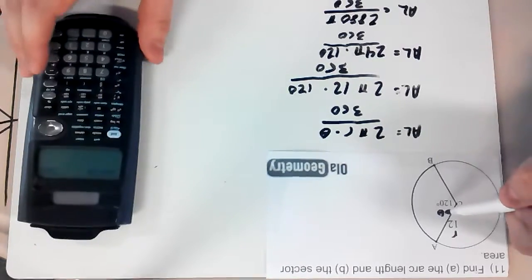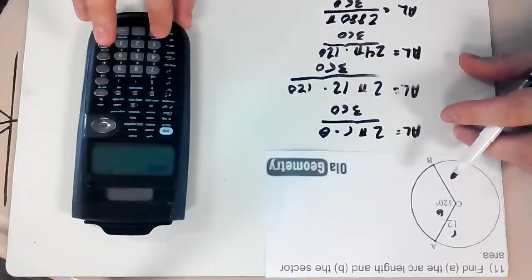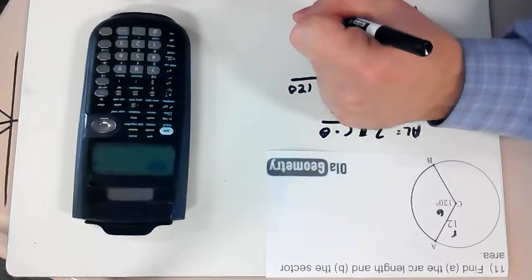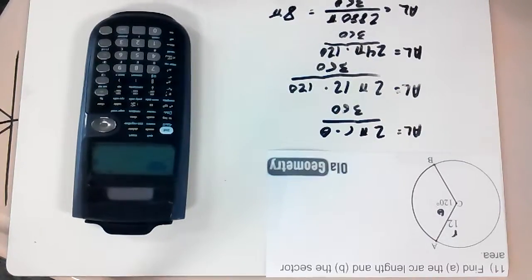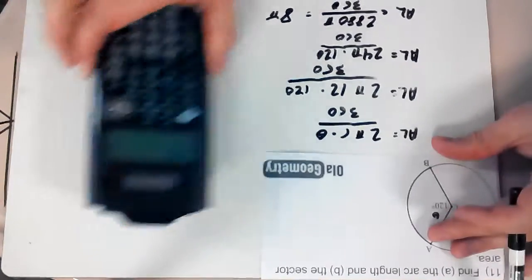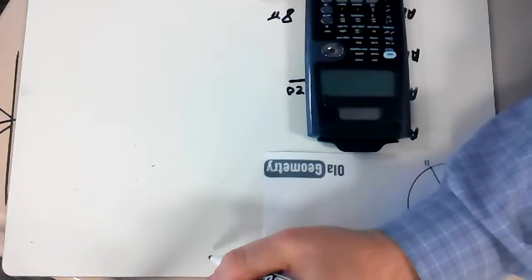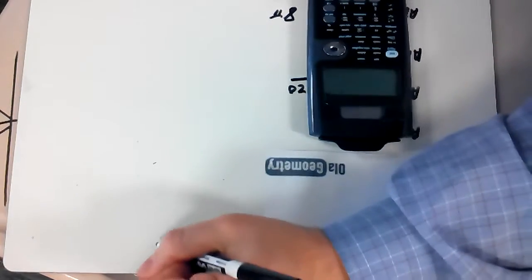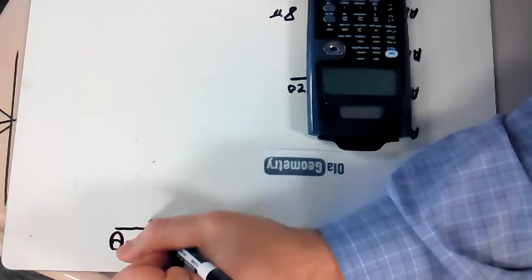It's more accurate. Now what I'm going to do is reduce 2880 over 360, and that gives me 8. So this is 8 pi. And that is my answer. Next, let's find the sector area. So I'm going to move this over here, and we're going to do the sector area. So sector area equals pi r squared times theta over 360.